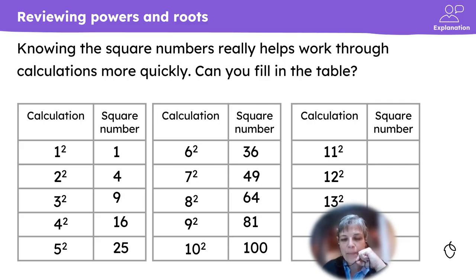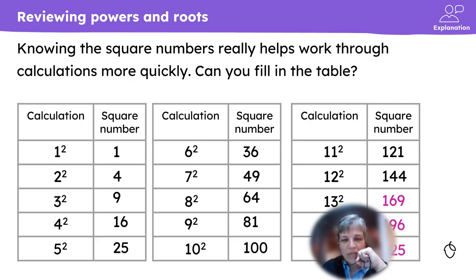Recognize them very quickly. 11 squared is 121. 12 squared, 144. Now these last three you might not have memorized, but if you start to recognize them, it will be helpful to you in work on indices. 13 squared is 169. Then you have 14 squared and 15 squared.